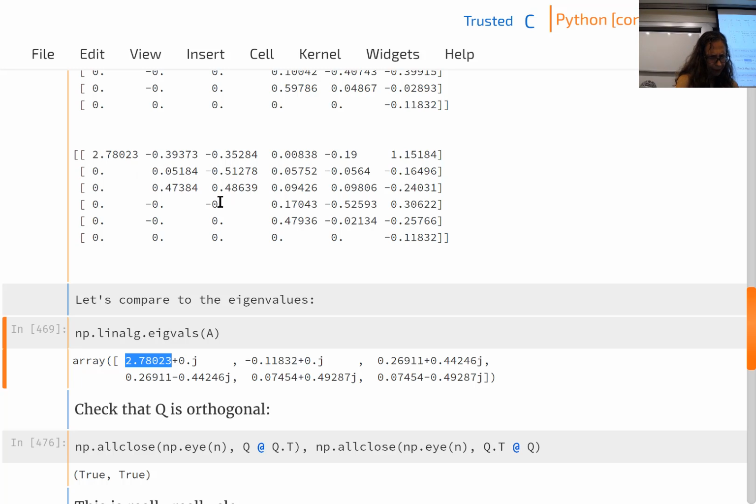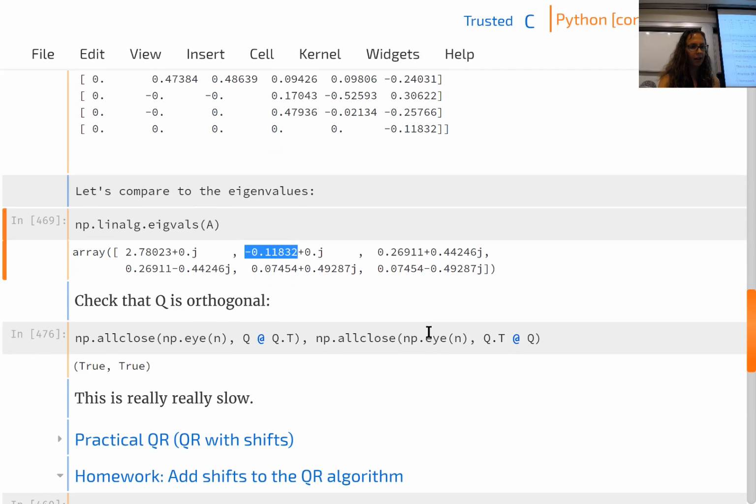We also have negative 0.11832. That's this value. Let me see if we have any more. Okay, so here it looks like we've just gotten 2 of the eigenvalues. But the idea is that when and if this converged, you could have all of them. And we can also check that the Q we get back is orthonormal.